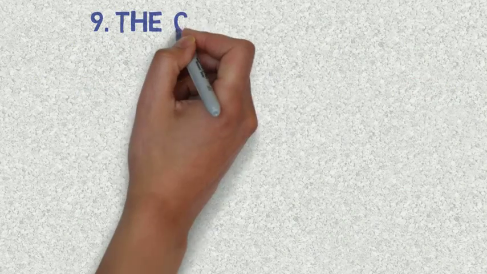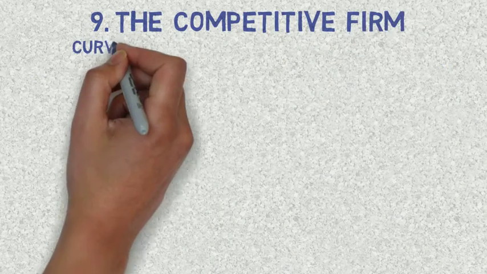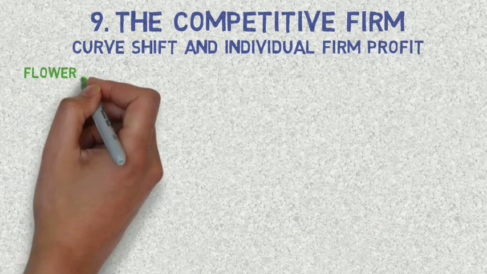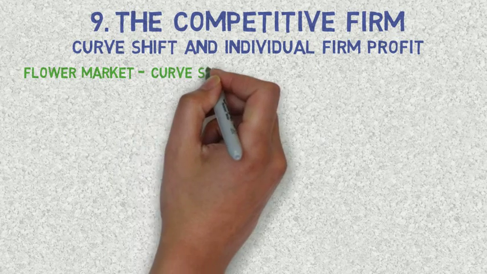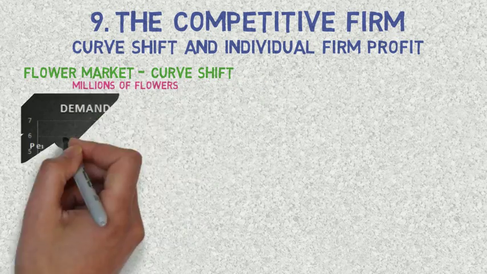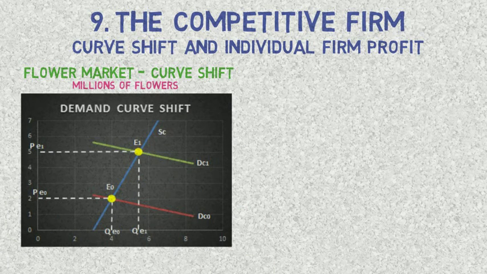tons of rice. The following graphics help to understand how competitive firms have positive profits when the demand curve shifts to the right. In this case, we are studying the flour market in New York City. Imagine that this market has reached an equilibrium, which corresponds to the point E0.